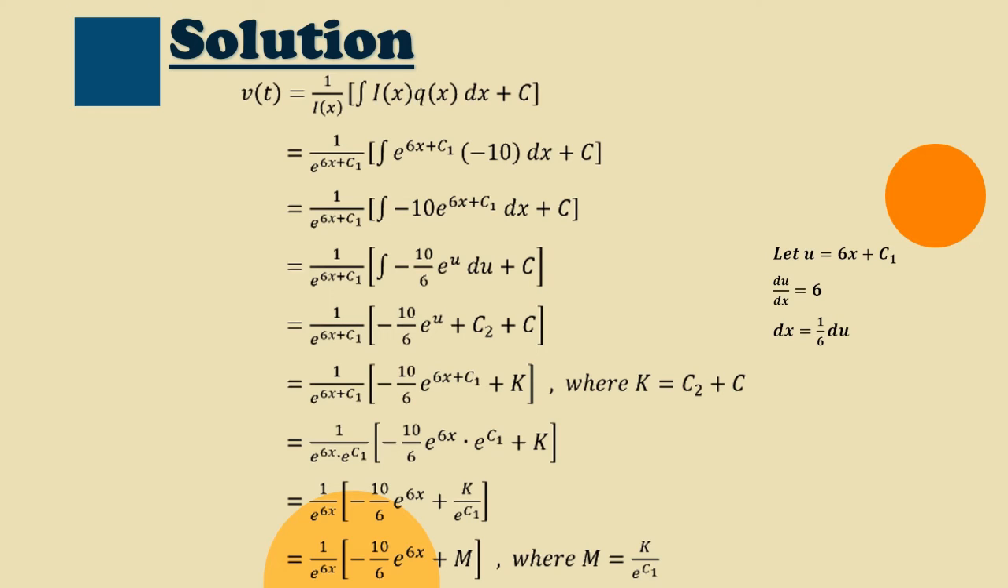We continue to simplify our equation and we finally get our general solution, which is 1 over e to the power of 6x times the bracket negative 10 over 6 e to the power of 6x plus m, where m equals k over e to the power of c1.